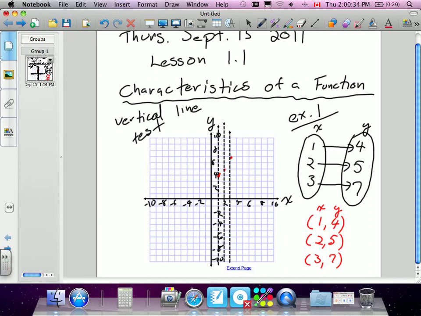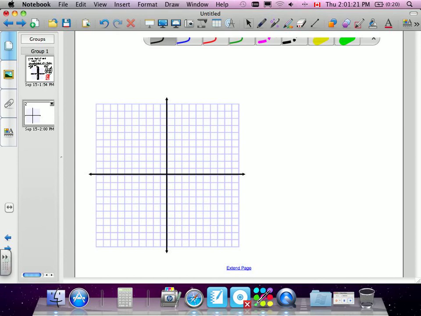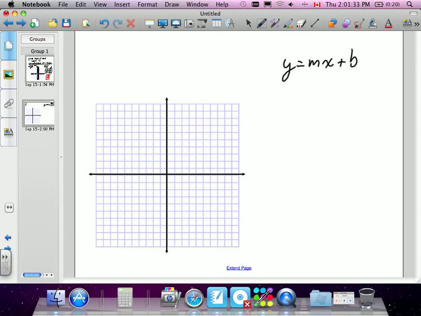Vertical line test. Okay. All right. So, an example of that: you guys would have been dealing with two different types of functions last year. One of the functions you had dealt with is y equals mx plus b, which is a straight line. And another function you had dealt with is y equals x squared, a quadratic function, a parabola. We're not going to go over drawing them yet. I'm just going to give you two examples right now.